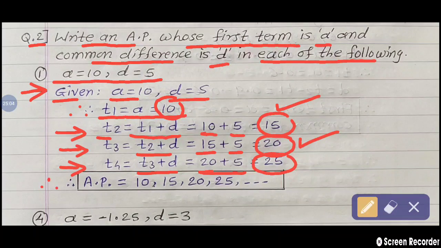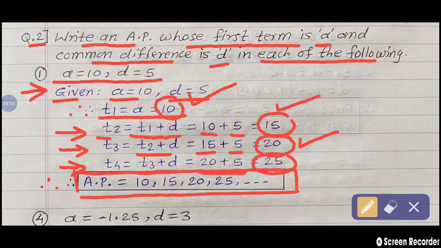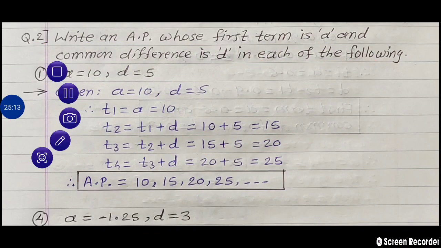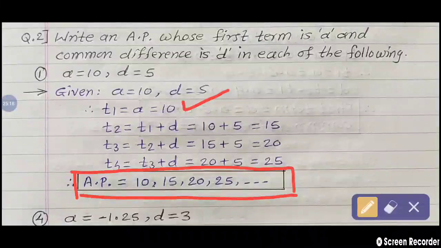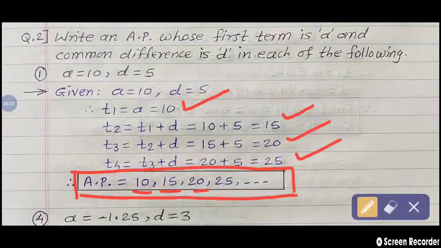And therefore, finally, we write the answer. Therefore, AP is equal to, first term is 10. Check now here. I will show the final answer. This is our AP. First term is 10. Second term is 15. Third term is 20. And fourth term is 25, comma, and so on. Finally, we are writing our answer like this. So this is our AP if first term is equal to 10 and common difference 5 is given in this question. All of you understood?